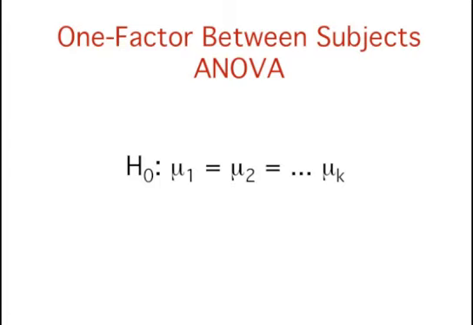This video shows how ANOVA can be used to analyze a one-factor between subjects design. The null hypothesis tested by ANOVA is that the population means for all conditions are the same. This can be expressed as H0: mu1 equals mu2 equals ... mu k, where H0 is the null hypothesis and k is the number of conditions. If the null hypothesis is rejected, then it can be concluded that at least one of the population means is different from at least one other population mean.